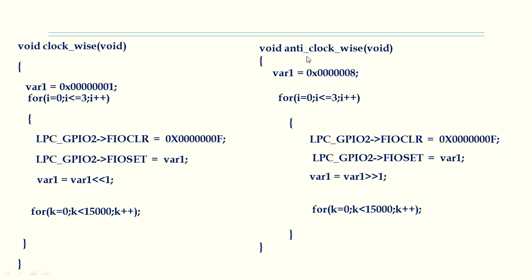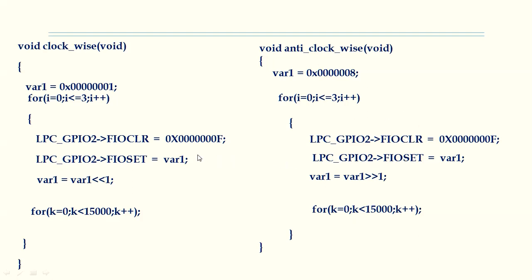Now looking at the anti-clockwise program, it's very similar to clockwise, the only difference is that you'll be shifting it right once. So instead of moving with a sequence of 1, 2, 4, 8 and so on, we start with 8. The initial value loaded is 8, which corresponds to 1 0 0 0. Then next you shift it right, it becomes 4, then 2, and then 1.